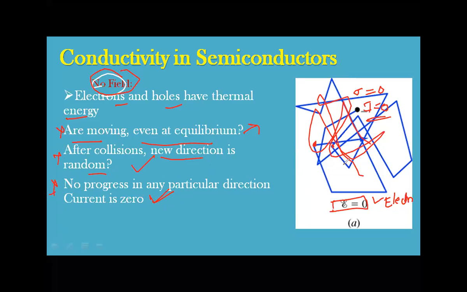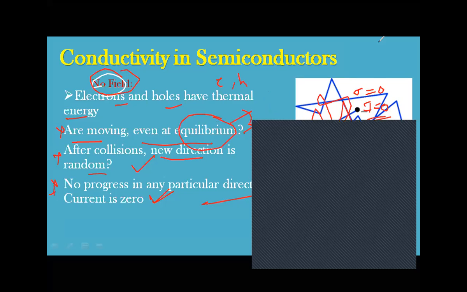Yes, it is 0 because they do move. They move here and there, so the net current equals 0. It makes sense. They do collide if there is no electric field. Electrons and holes move randomly in all directions, in equilibrium also. I mean, are they moving? In equilibrium, they don't move because both sides are in equilibrium.